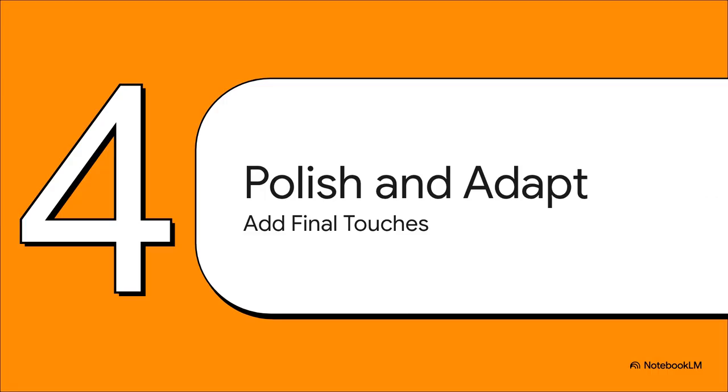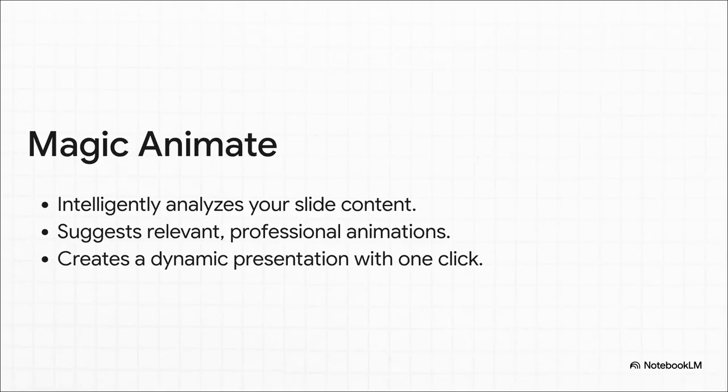So we've built the foundation, and we've filled it with amazing content. Now it's time for the final touches, adding that professional polish and making sure our work can be shared absolutely anywhere. Magic Animate can bring your slides to life without any of the tedious manual work. The AI actually analyzes your content and suggests smooth, professional animations that make sense. In just a single click, a static presentation becomes this dynamic, engaging experience.